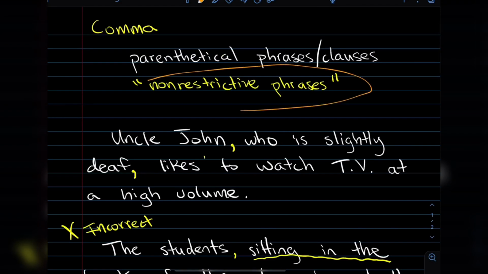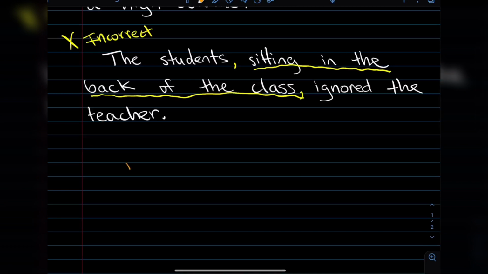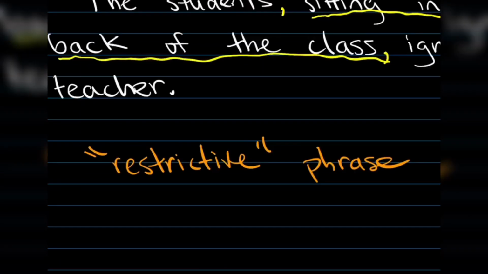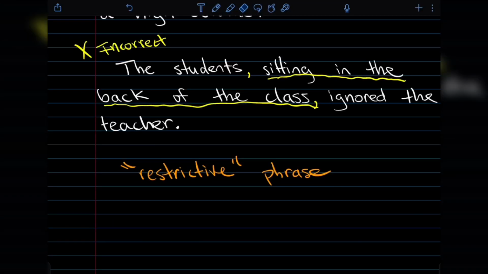Now, non-restrictive phrases do require commas, but a restrictive phrase does not. Now, what does that mean? What is a restrictive phrase? Well, in this sentence, you can see that the phrase sitting in the back of the class is referring to a particular group of students. So it serves to define or limit the set of students that we're talking about to a particular group of students who happen to be located in a certain spot in the classroom. And so that is essential. It's important to the main clause of the sentence. It is therefore what we call a restrictive phrase, and you would not want to separate that with commas.